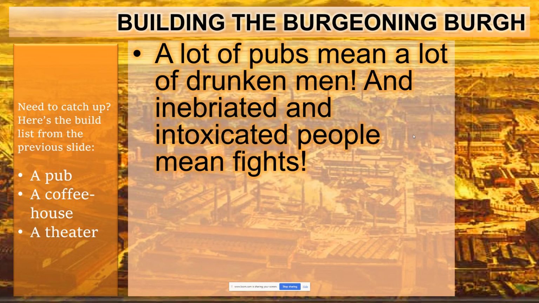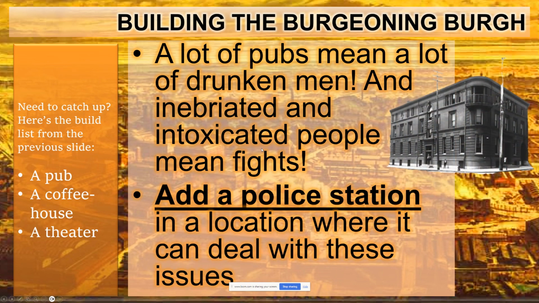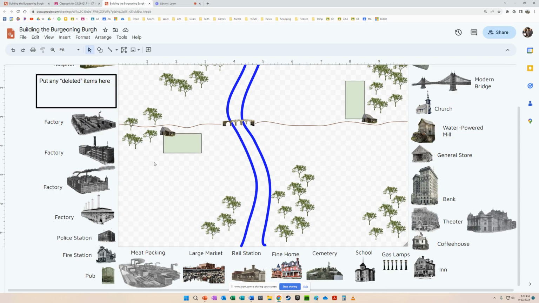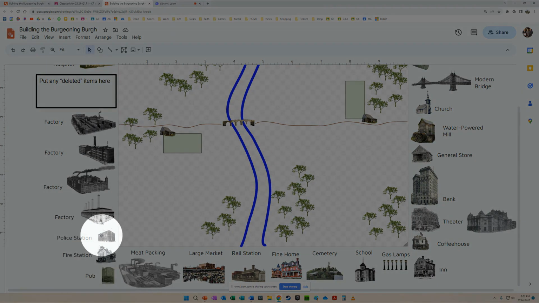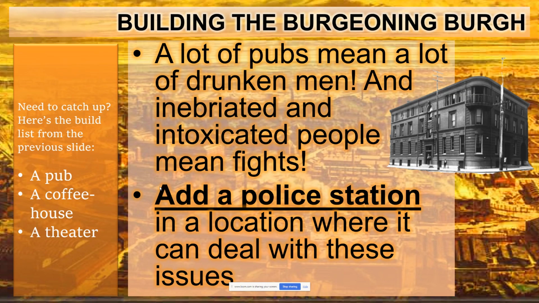Oh, of course it was going to happen. A lot of pubs mean a lot of drunken men, and a lot of inebriated and intoxicated people means fights. All right, I guess you need some police. You need a police station, and put it in a location where they can deal with these issues. The police station is found in the bottom left-hand corner right here. So go ahead and place a police station in a location where they can deal with these issues, like one pub or the other. Perhaps that's up to you, but with some police, maybe they'll bring some order to your town.